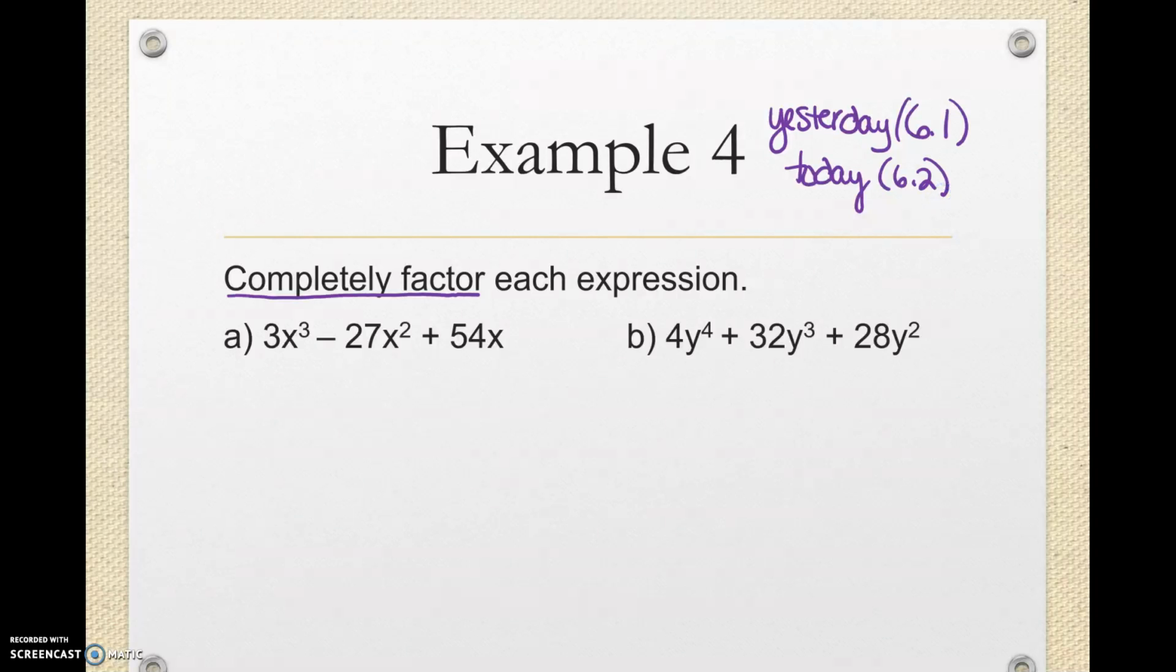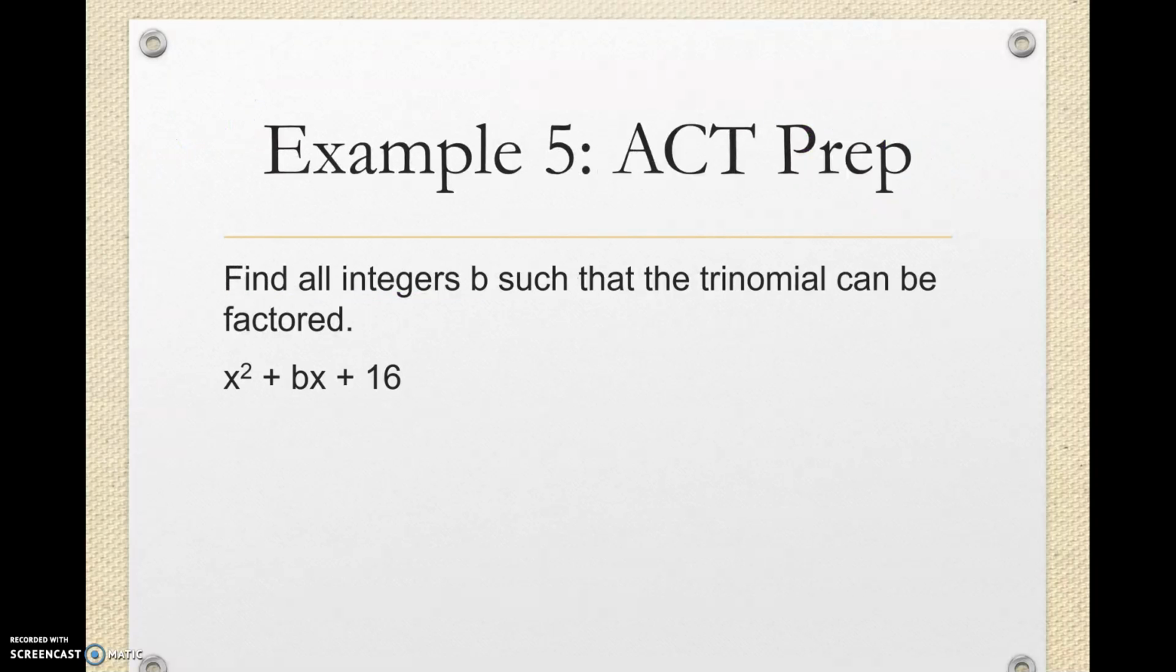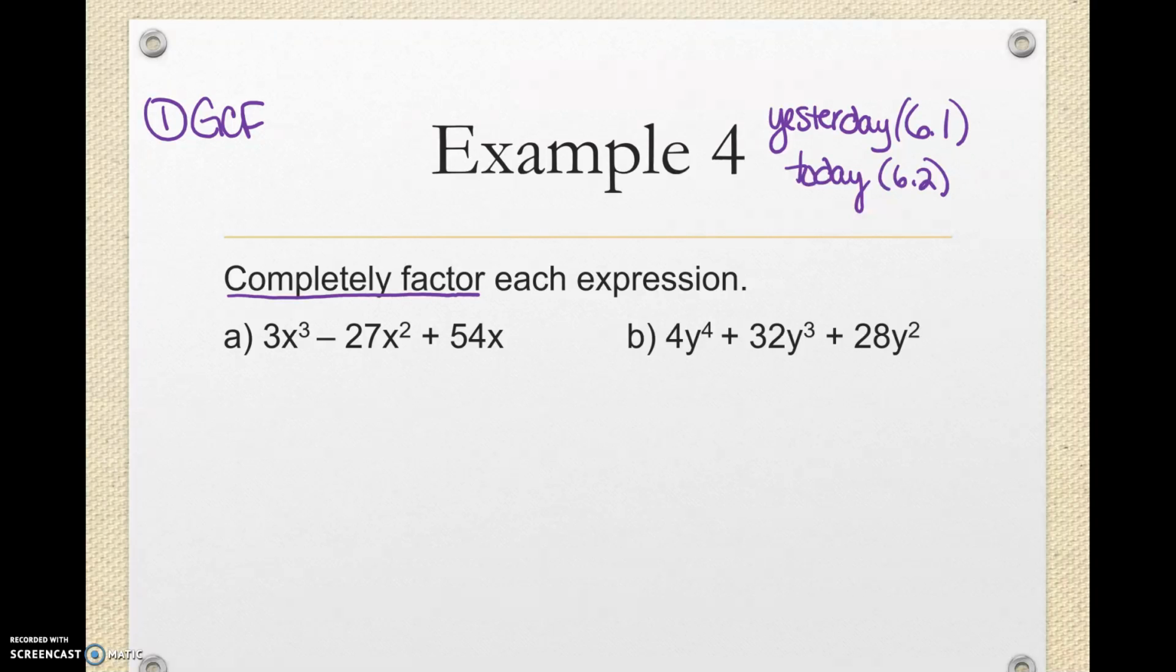What do these three terms have in common? The first thing we need to do is think about a greatest common factor. Do these three terms have anything in common? It'd be really nice if we could divide all of them by 3. Can we divide all of those by 3? Yes. And how many x's could we pull out of all three terms? Just an x. 3x to the third divided by 3x would be x squared. Negative 27x squared divided by 3x would be negative 9x. And 54 divided by 3x would be positive 18.